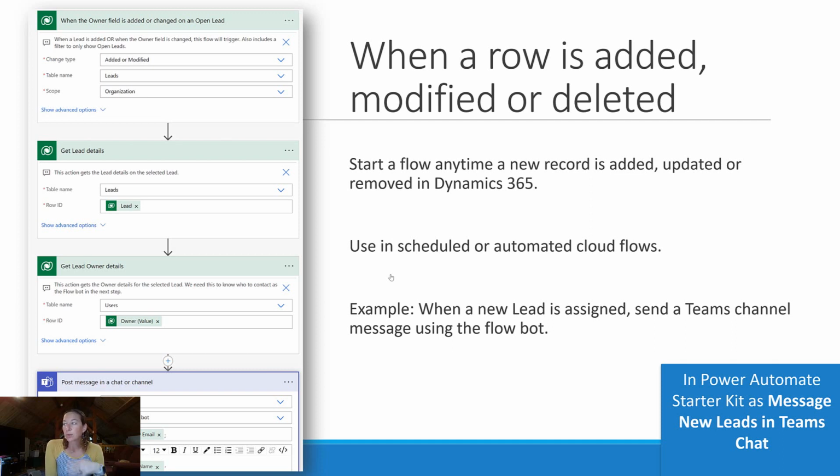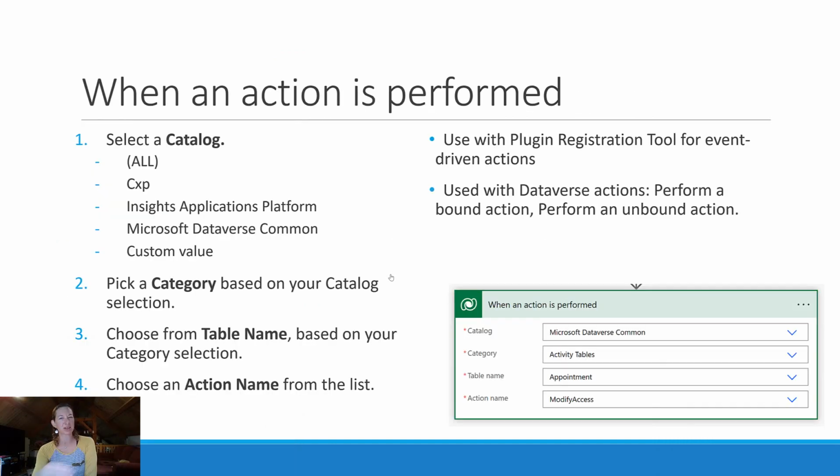The example we have here is when a new lead is assigned, send a Teams channel message using the flow bot. You also see I'm referring to a Power Automate starter kit. You have to attend my session if you want to get that.